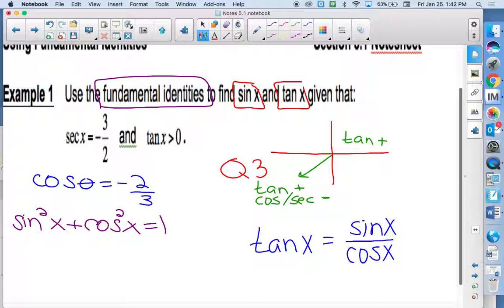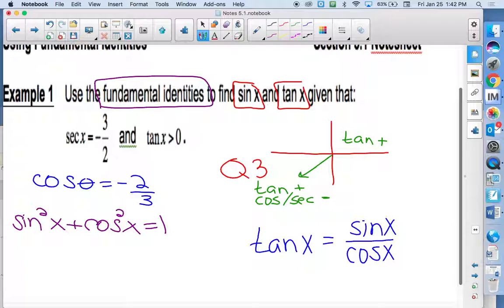Okay, so Virginia said 1 plus tangent squared x equals secant squared, right? So you could use that, or you could use sine squared plus cosine squared equals what? Either way, you're either going to find the tangent or you're going to find the sine. So why don't we start by finding sine since we have cosine.